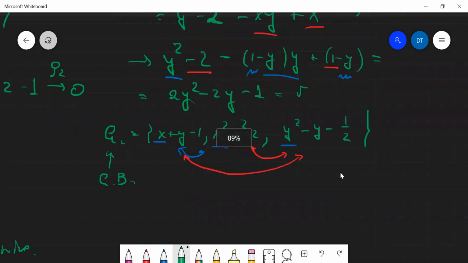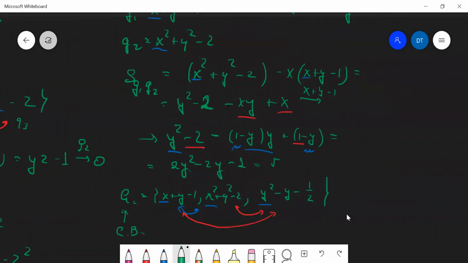So are there any questions regarding this computation, why this is a Gröbner basis?